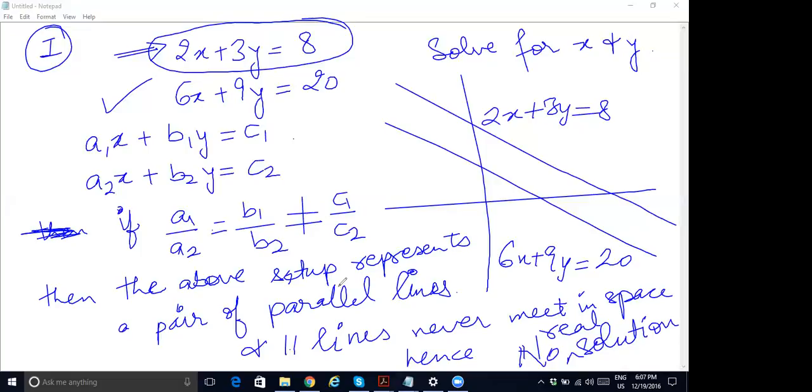So whenever A1 upon A2 is equal to B1 upon B2 is not equal to C1 upon C2, then this represents a pair of parallel lines. Okay. So what does not represent a pair of parallel lines? Or when we wrote these two equations, 2x plus 3y equals to 8 and 4x plus y equals to 6, why were we able to get an answer? Or actually, what does that answer represent?